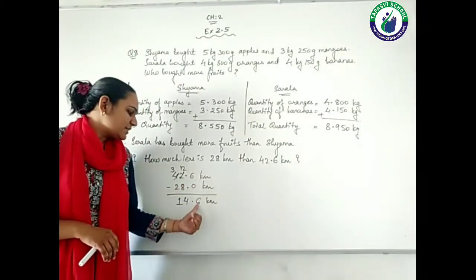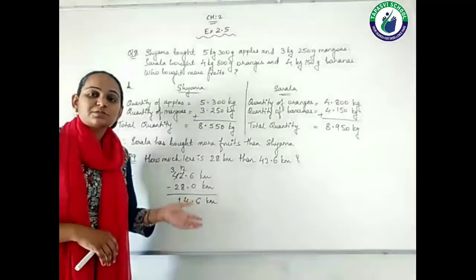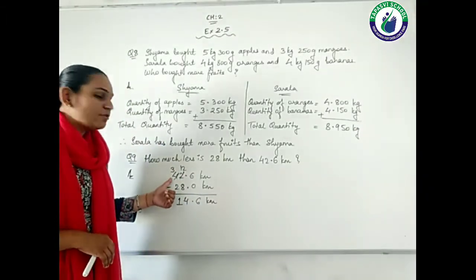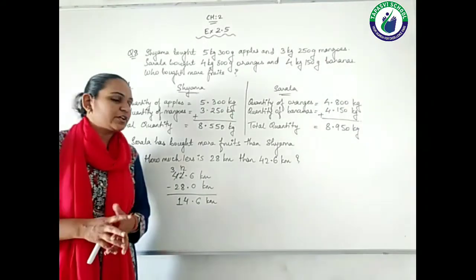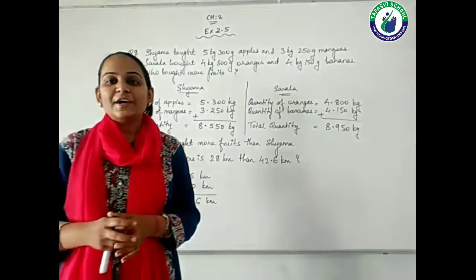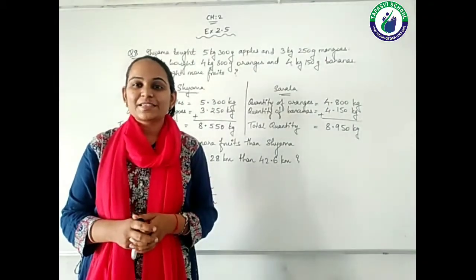So 6 minus 0 is 6, 2 minus 8 not possible, so we have to borrow. So I have borrowed from the 4. So here you can see this workout. So the answer comes as 14.6 km. I hope, students, you understood this entire exercise.